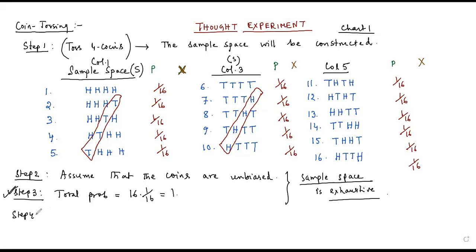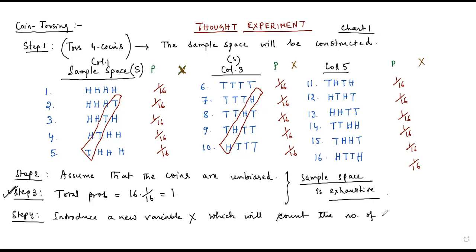Step number 4, introduce a new variable, capital X, which will count the number of heads in each outcome. This is my step number 4. So X is a variable which will count the number of heads in each outcome. So according to this, I can count the heads for each of the outcomes.